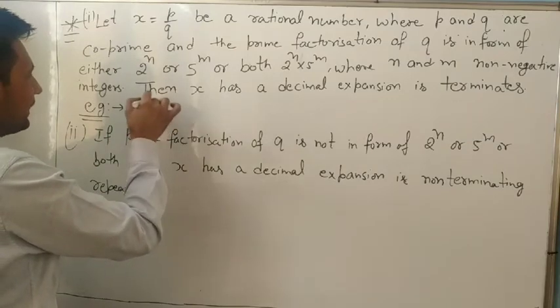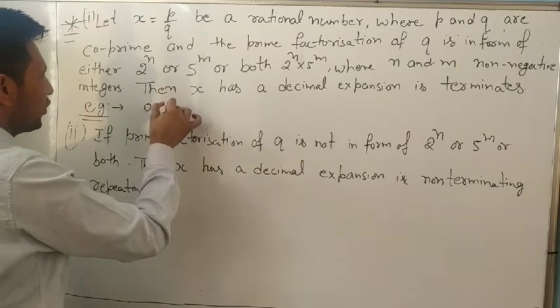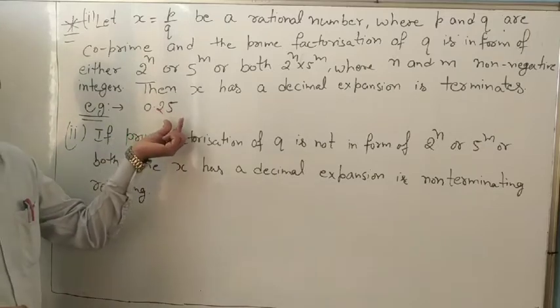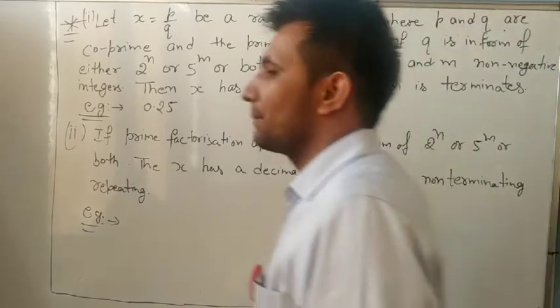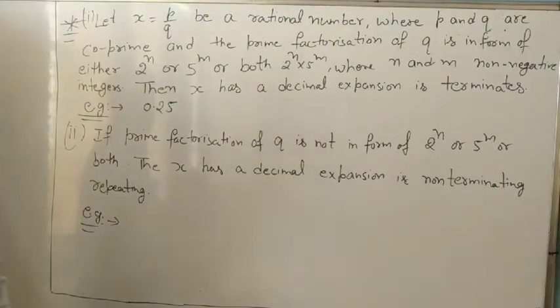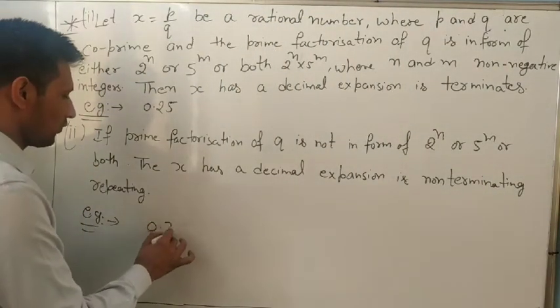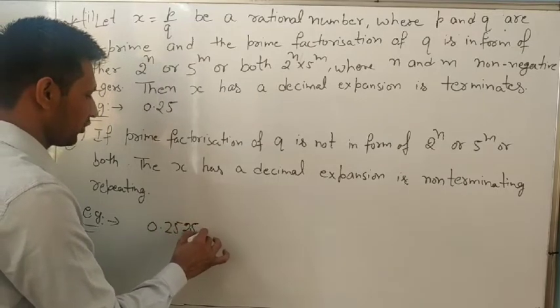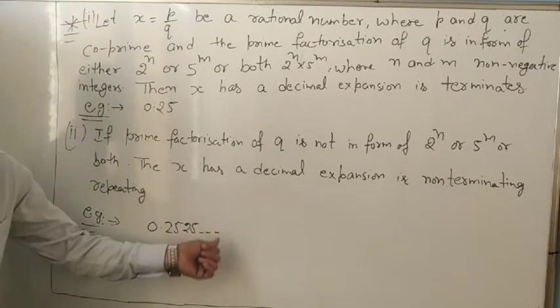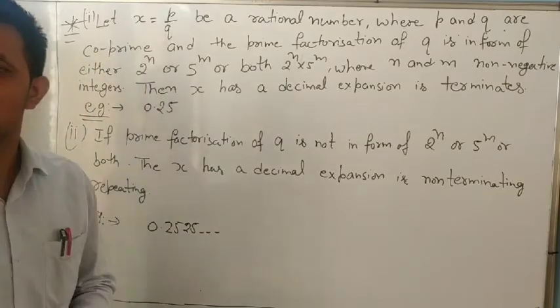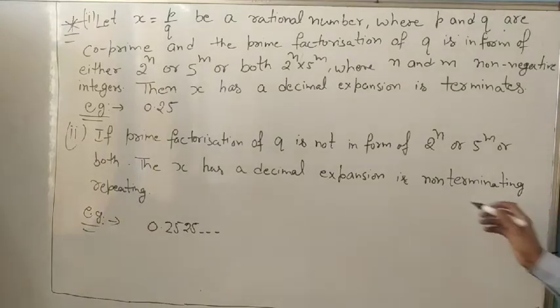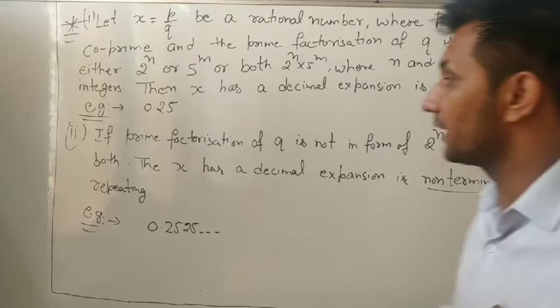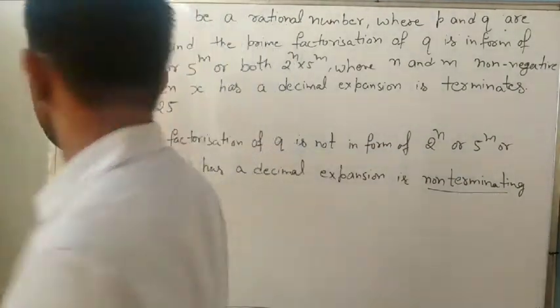Like this one, 0.25. Is it terminating or not? So it is our example of a terminating decimal. Second is an example of non-terminating and repeating. Suppose like this one, 25 and dot. It means 25 comes every time, or not? So it is non-terminating, but repeating.